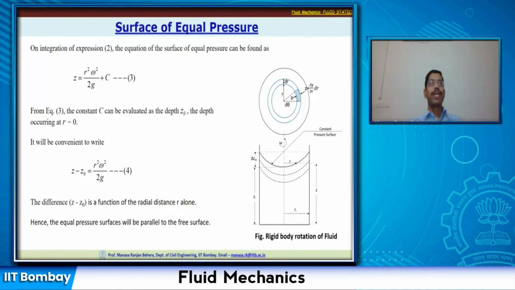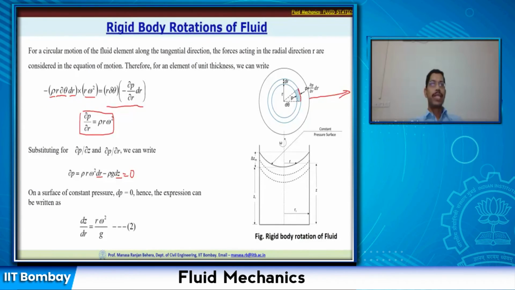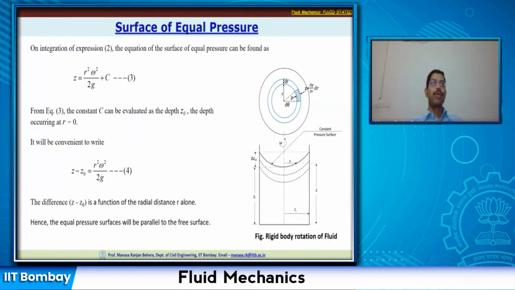on integration of expression 2, you can write down z is equal to, if you integrate this equation, ∂z is equal to r ω² by g dr, and integrate it, you will be able to write down z is equal to r² ω² by 2g plus some constant c. And now we will apply the boundary condition which we have discussed in the initial lectures. So what is the boundary condition? From equation 3, the constant c can be evaluated at depth z equals z0.